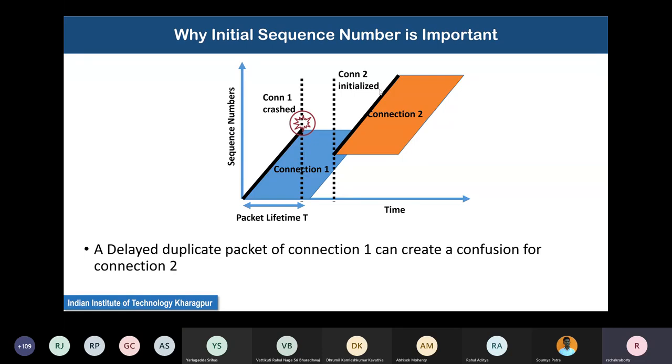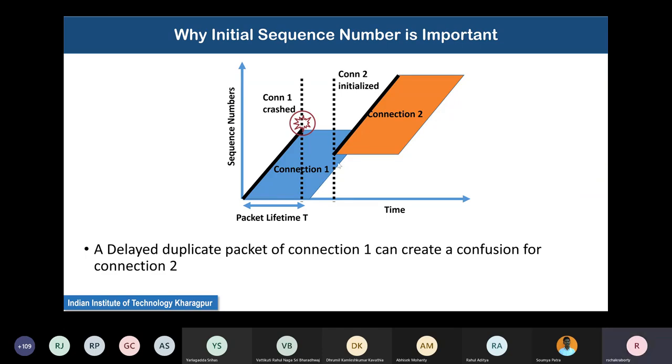Anyways, now when connection 2 is initialized, this is within some packet lifetime t, which means that the packets which had been released in the previous connection potentially have still not reached the receiver. They are still in the network somewhere. Either they have not reached the receiver or they have not been killed off.